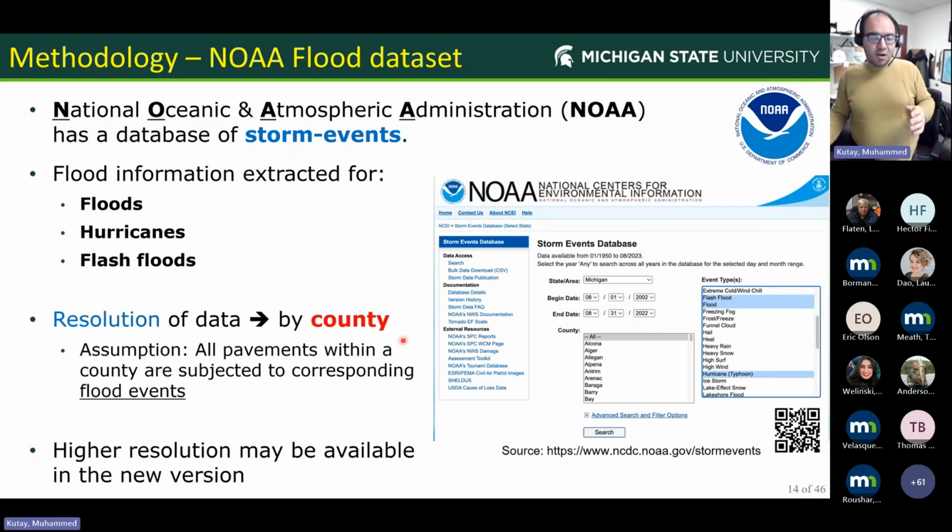But the only point here I want to emphasize is that the resolution of data is by county. So the assumption forced on us is that all pavements within a county are subjected to the corresponding floods that are recorded. It might not be the best assumption, but higher resolution may be available in the new version. As soon as it is available, we can implement it into the UPDAPS-Flood as well.